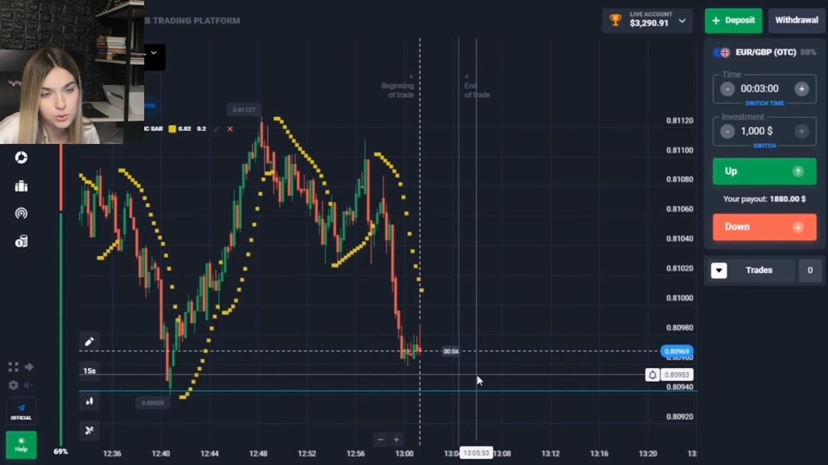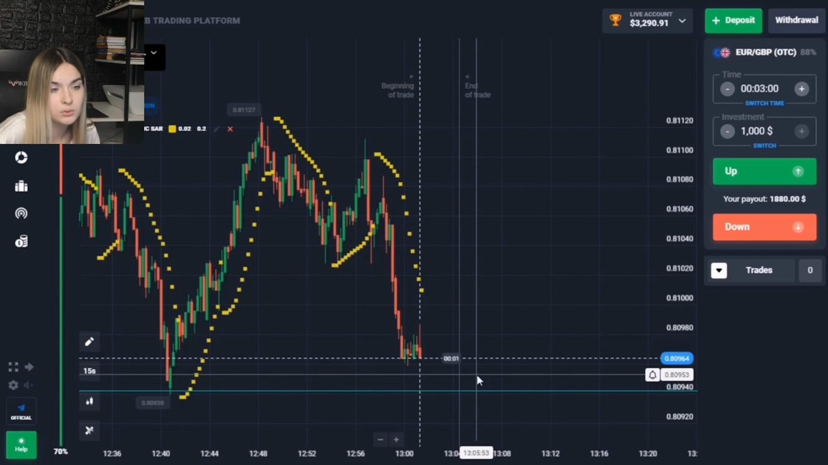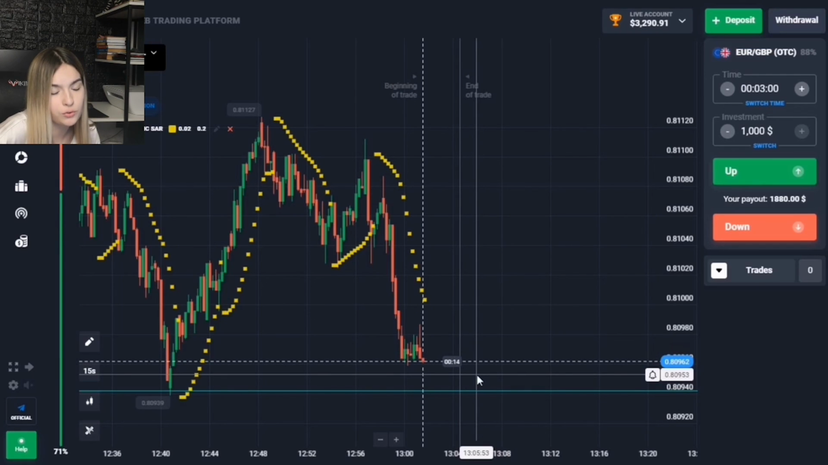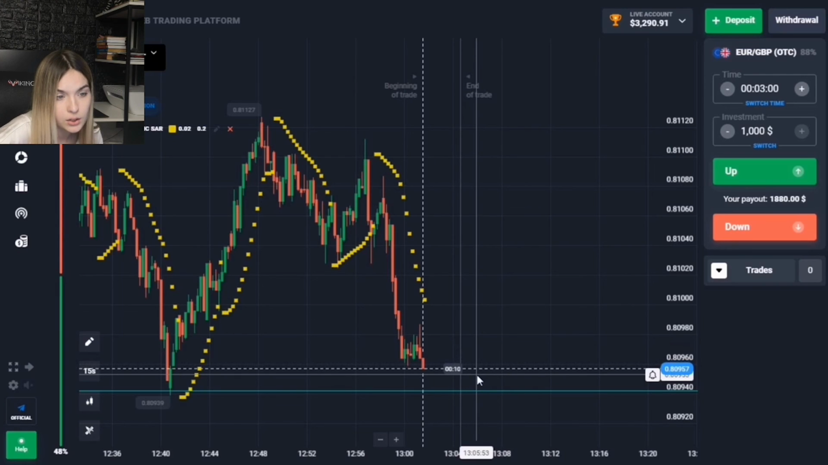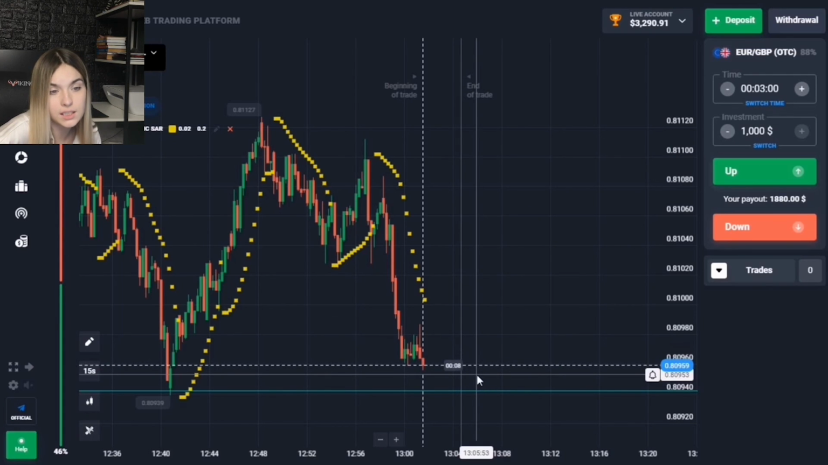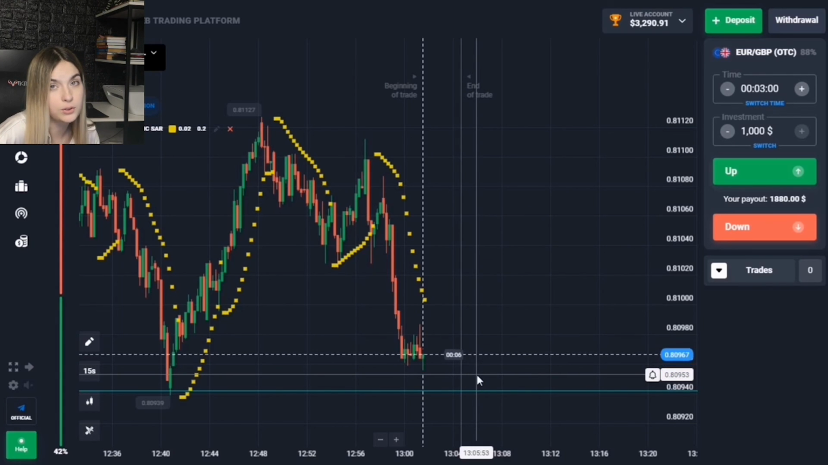Of course, you should not trust only one indicator. Only a competent combination of technical analysis plus an indicator will give you a good result. Use this indicator to confirm your technical analysis and a positive result will not keep you waiting.